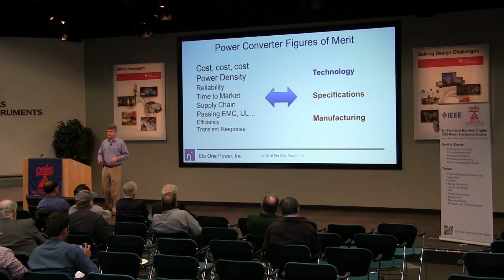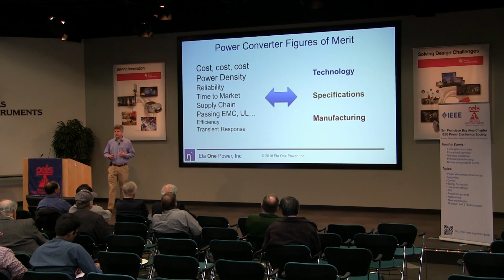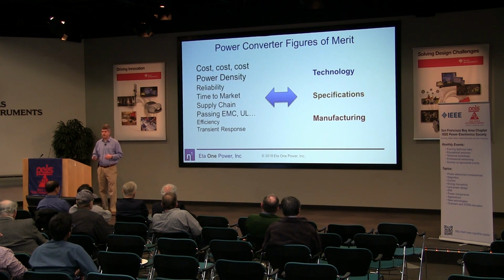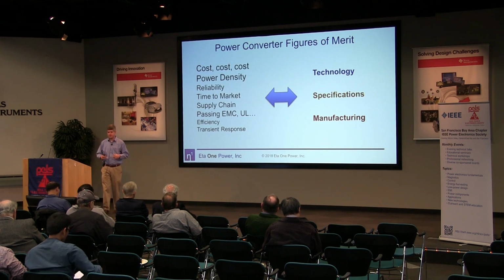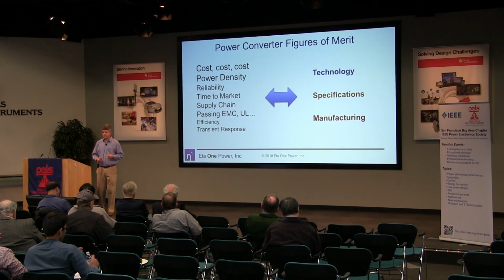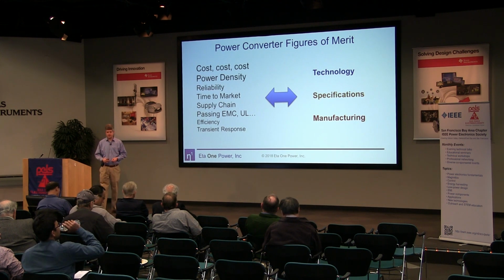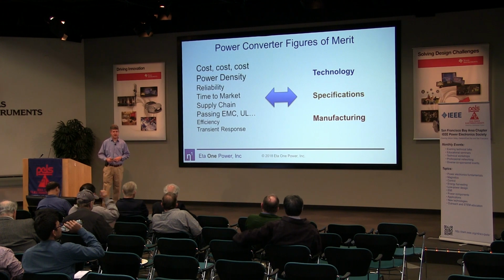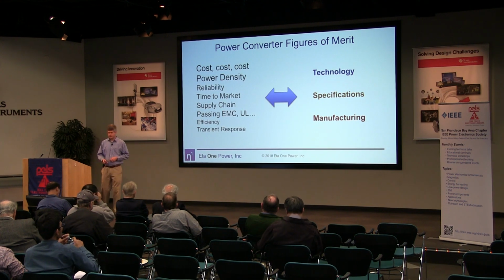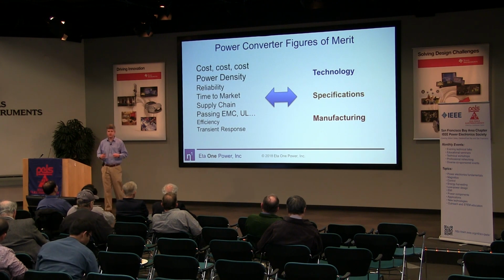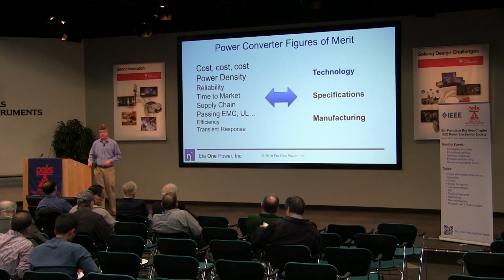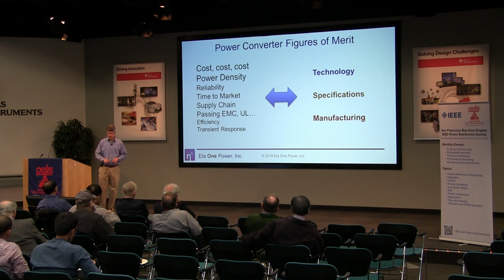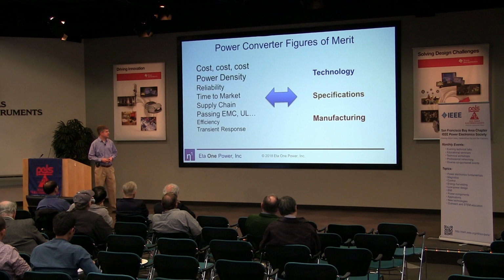These constraints really fall into three different categories. Technology-based ones, such as efficiency, transient response, and power density, are what engineers care about, and that's what you have to consider while designing your power supply. But then you go into the specifications, meeting all the specs in terms of efficiency or size or reliability. And then manufacturing, making sure all the components are available from multiple sources if possible, as cheaply as possible. So anyway, let's dive into the technology, because that's what we're all here for.